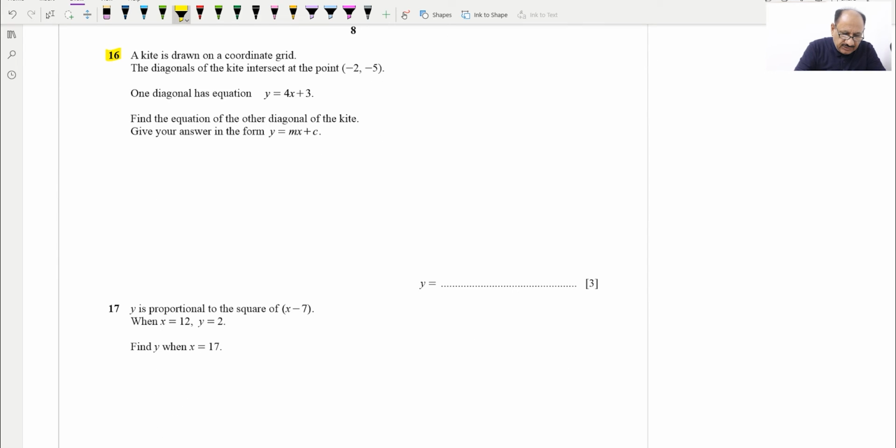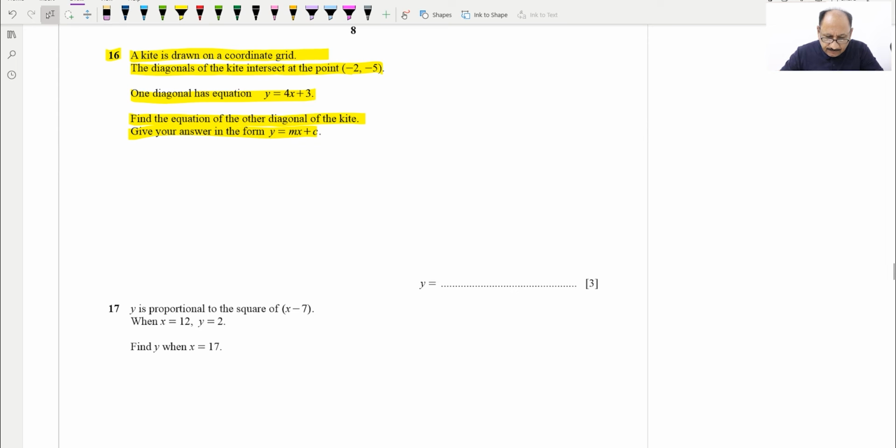Question number 16. A kite is drawn on a coordinate grid. Diagonals of the kite intersect at this point, and one diagonal has this equation. Find the equation of the other diagonal of the kite. Give your answer in y is equal to mx plus c format.